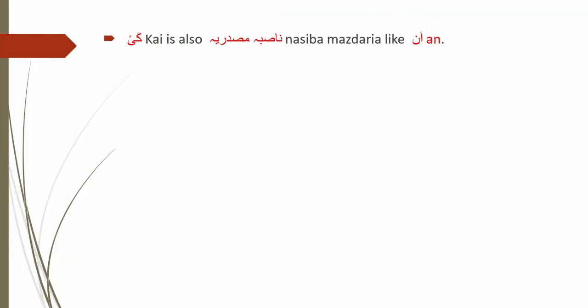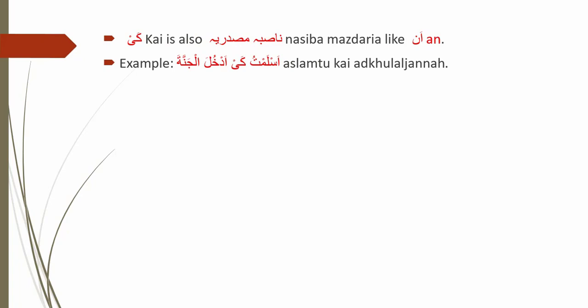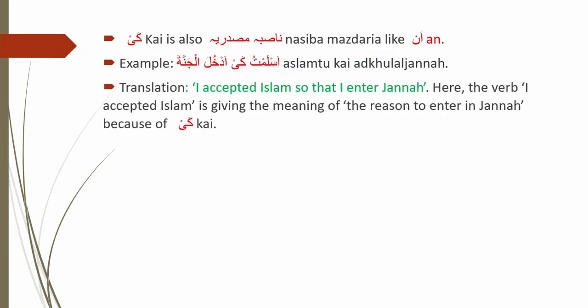Kay is also nasiba masdariya. Example: Aslamtu kay adkhul al-jannata. Translation: I accepted Islam so that I enter Jannah. Here the verb "I accepted Islam" is giving the meaning of the reason to enter Jannah because of kay.